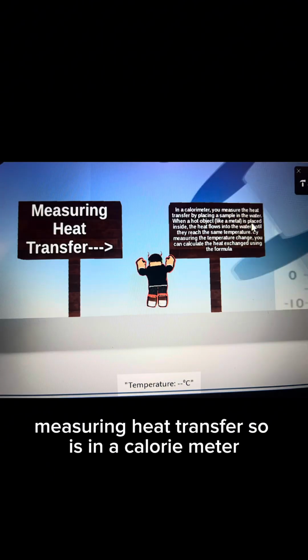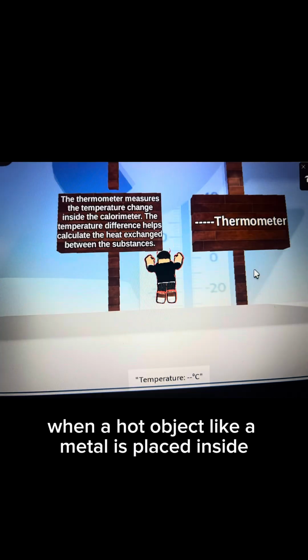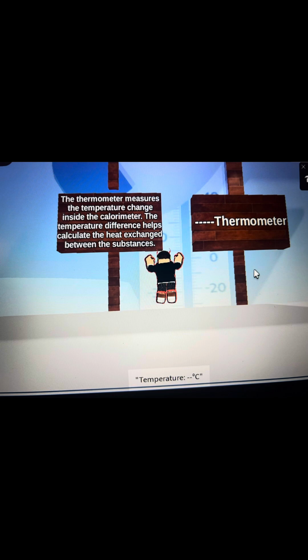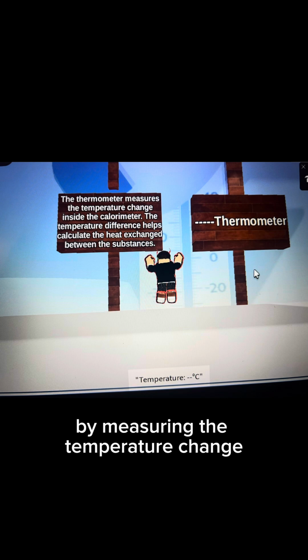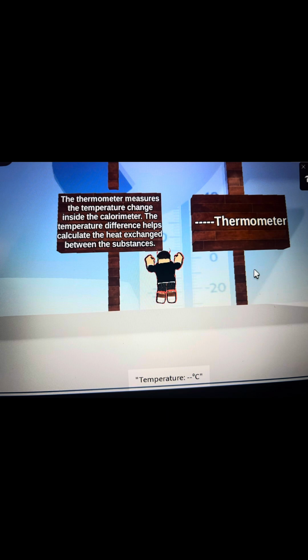Measuring heat transfer. In a calorimeter, we measure the heat transfer by placing a sample in the water. When a hot object, like a metal, is placed inside, the heat flows into the water until they reach the same temperature. By measuring the temperature change, you can calculate the heat exchange using the formula.